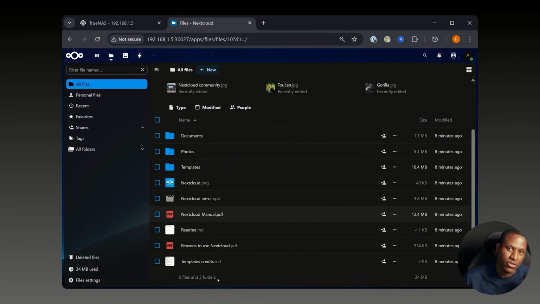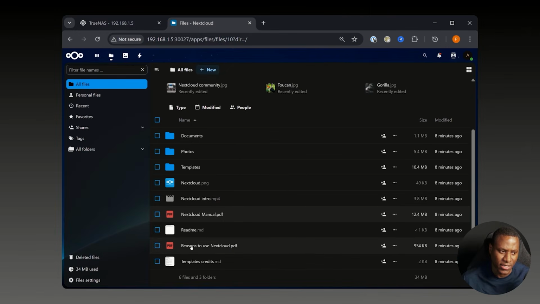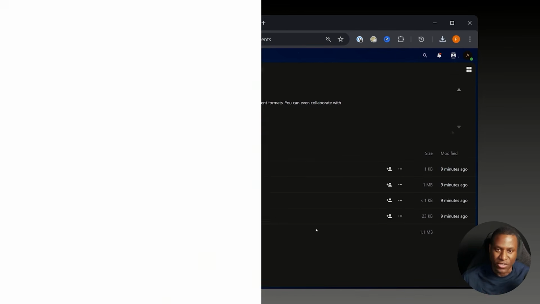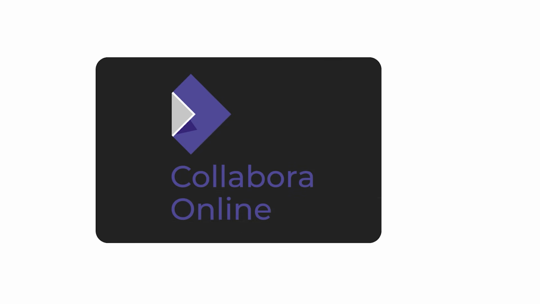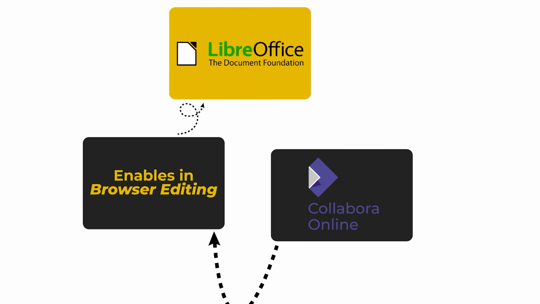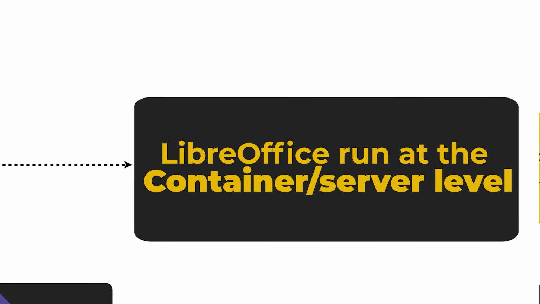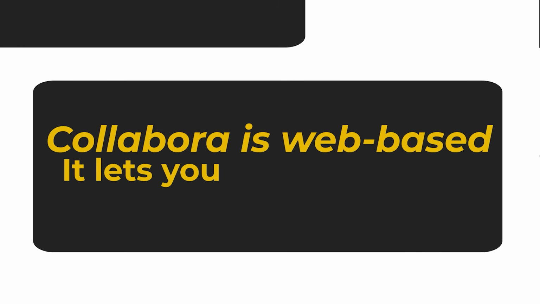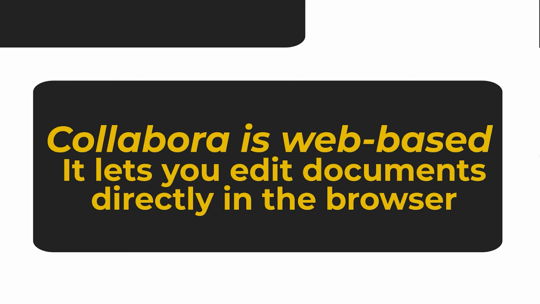Now, the way I'm going to be using my Nextcloud is going to be different. I know a lot of people install Collabora for browser editing. So if you want to edit, let's say, a Word document, for example, if I go to documents here and I click on a Word document, you'll notice that it will not open it. Collabora is not installed. Collabora is the component that allows you to do in-browser editing. It's similar to LibreOffice. As I said last time, LibreOffice is on the container side, a server-level kind of installation, whereas Collabora is web based. You would take a document and pass it to Collabora, which allows you to do editing in the browser.